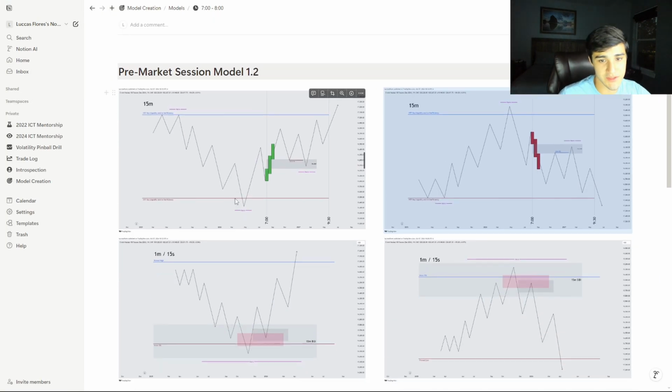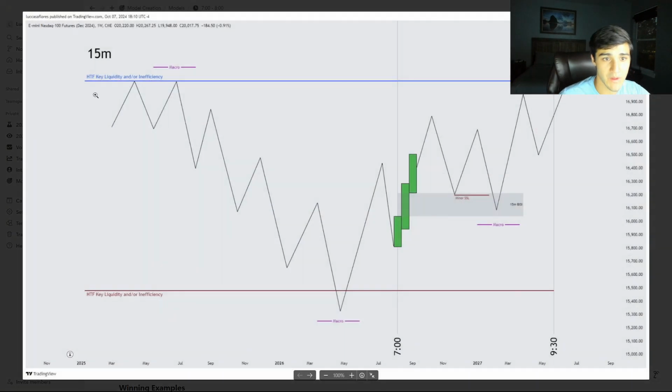Let's see, in the pre-market session, right? So this is literally what I saw today, okay? We have an original, so I'm just identifying the market maker model in a 15-minute time frame. We have original consolidation. The market drops down. We have a smart money reversal, reaches higher time frame key liquidity and/or inefficiency.